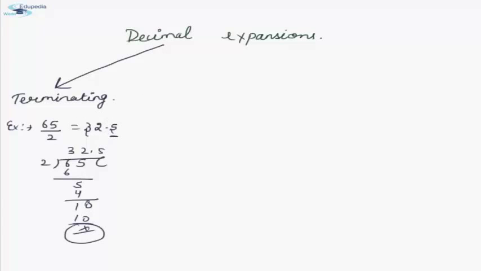Similarly, we can have other examples like 0.3, 0.36, 21.9, etc. Such kind of decimal expansions that terminate after some digits are known as terminating decimal expansions.